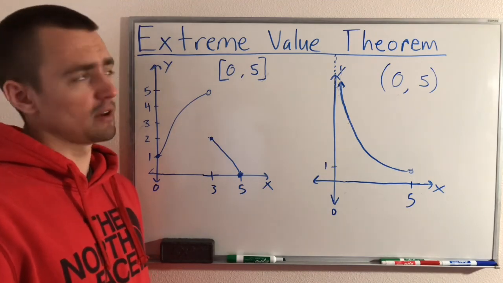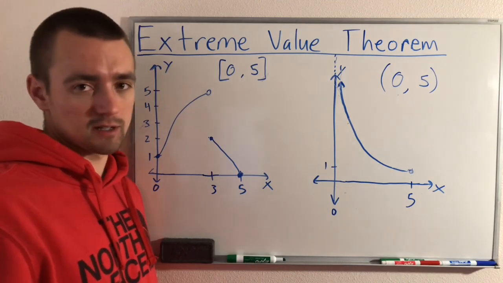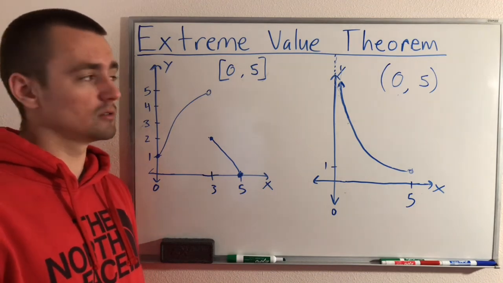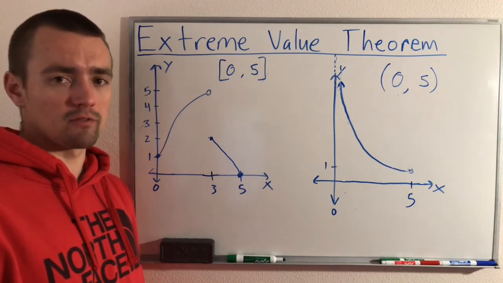So like I said, the extreme value theorem really just tells us the existence of absolute maximum and minimum values. To actually find what those max and min values are, there's a little bit more that you'll have to do.